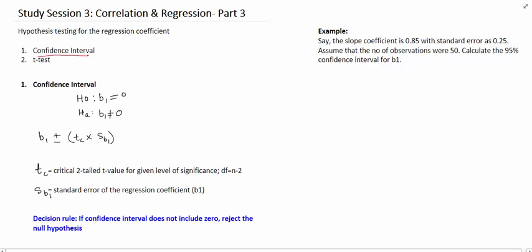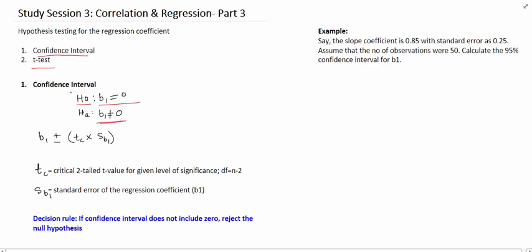First is the confidence interval and second is the t-test. Let's start with the confidence interval. So we have already discussed that the null hypothesis is that the regression coefficient or the slope coefficient is equal to 0, and the alternate is that it is not equal to 0.